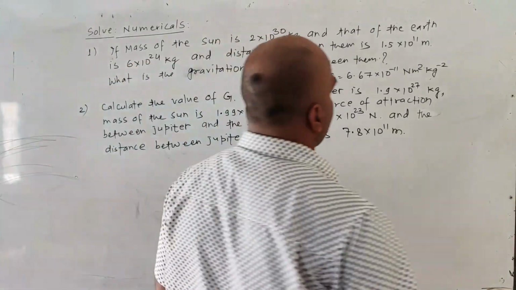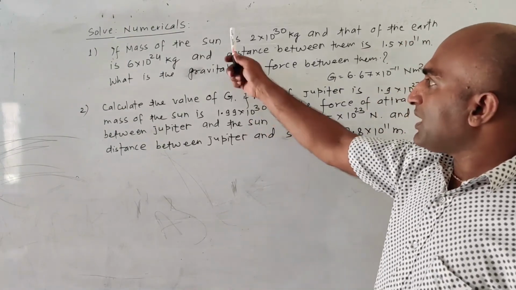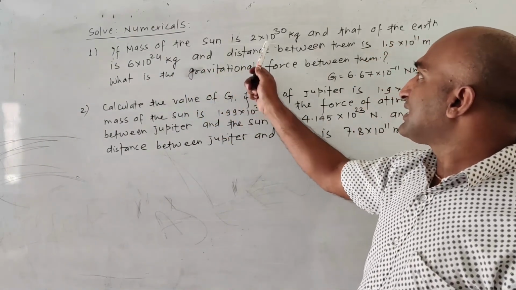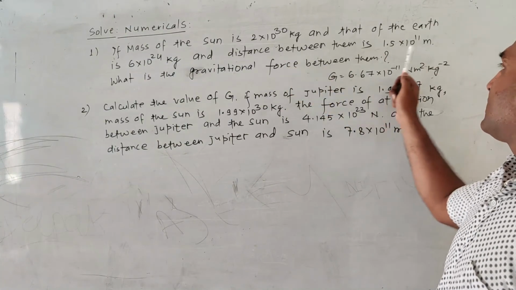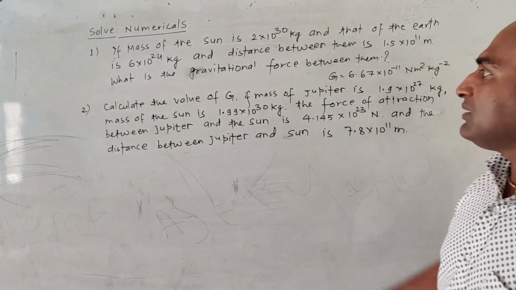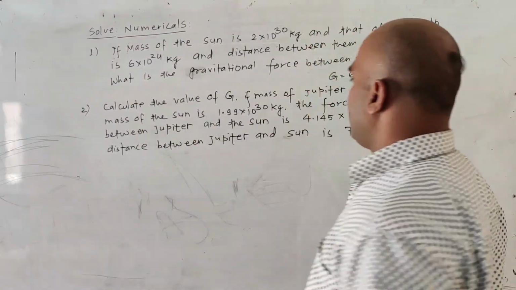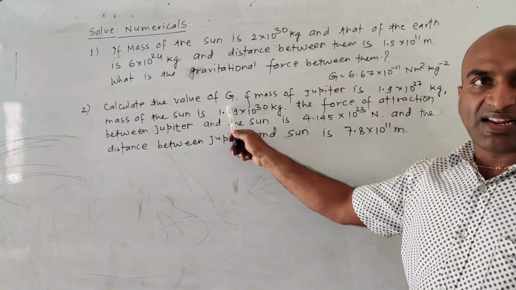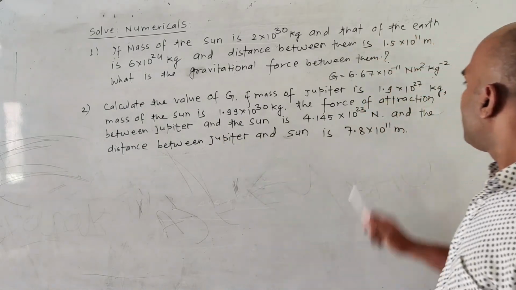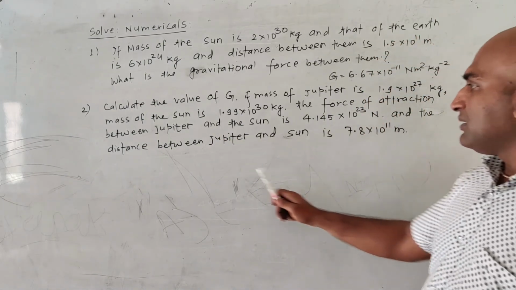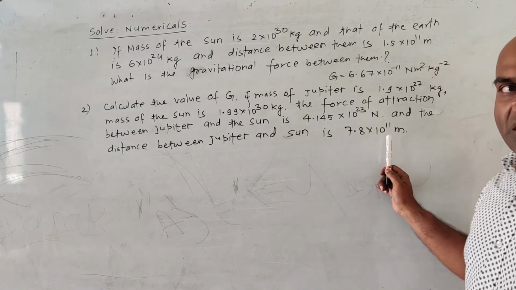Here, two questions are given related to the topics that we have taught. In this first question, mass of the sun is given and that of the earth is also given. Distance between sun and the earth is also given here, 1.5 into 10 power 11 meter. You have to calculate gravitational force between them. Similarly, in the second question, you have to calculate the universal gravitational constant. Mass of Jupiter is given. Similarly, mass of sun is given. Gravitational force between them is given. And the distance between Jupiter and sun is 7.8 into 10 power 11 meter.